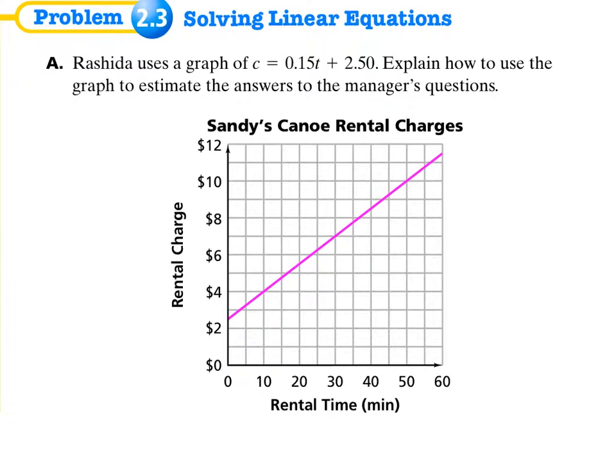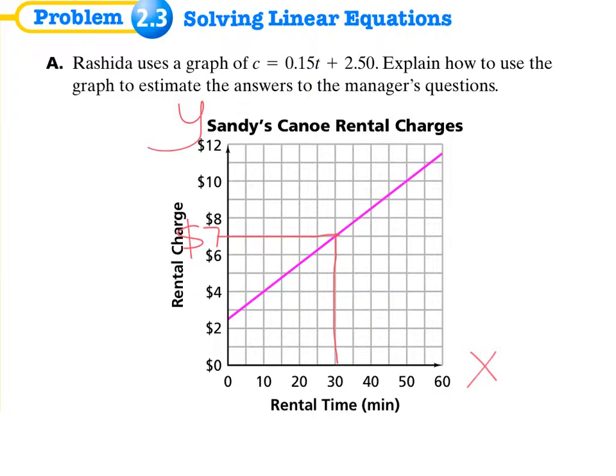Since we know the time, we're going to go along the x-axis until we find 30 minutes. Then we go straight up until we connect with our line, and then go straight across from there to the y-axis. We see that 30 minutes corresponds with $7 on the other axis. So 30 minutes costs $7.